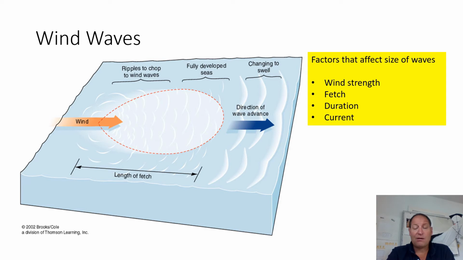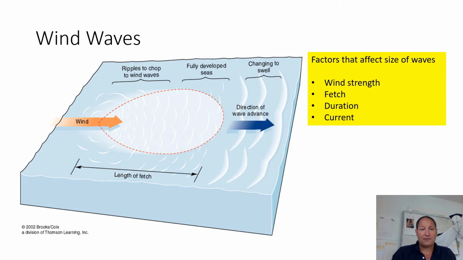Duration. How long is the wind blowing for? The longer it's blowing for, the more energy is being transferred to the water, the bigger the waves are going to be. And if there's any current. If the wind is blowing the waves in the same direction as the current is, you're going to get a different type of wave formation than if the wind is blowing against the current. I'm going to come back to that last point when we talk about tides.